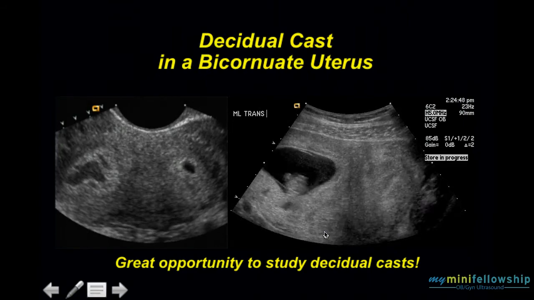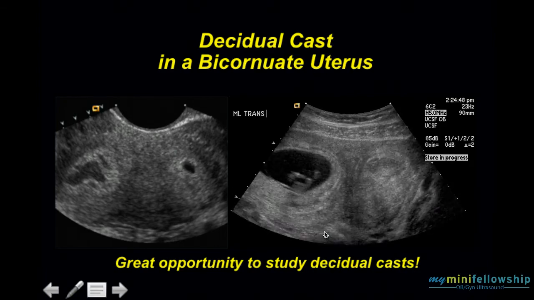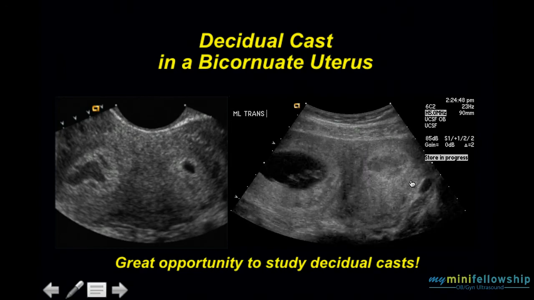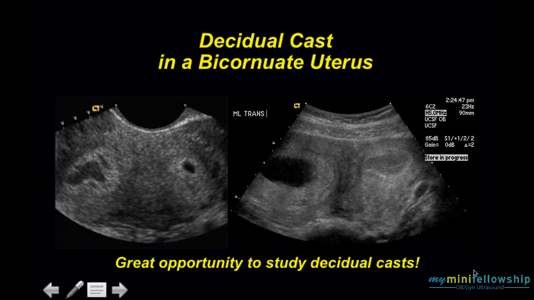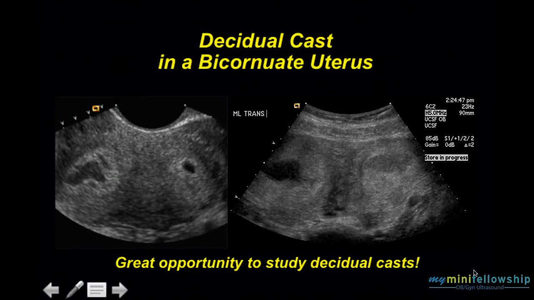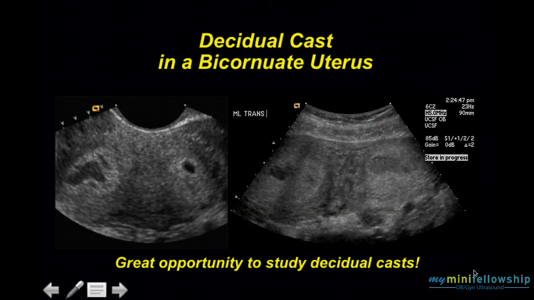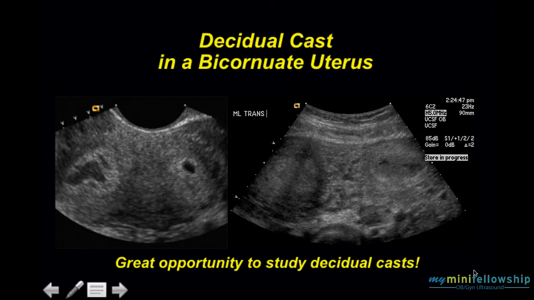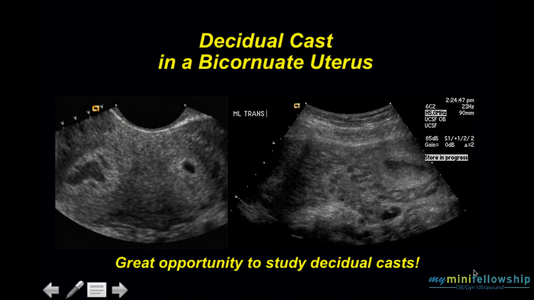One of the things that I try to get across to people that have an opportunity to see a case of a pregnancy in a bicornuate uterus is that this is your opportunity to study mature decidual casts. Because these patients all develop mature decidual casts before they begin to slough. And the mature decidual cast is your enemy when you're looking at cases of ectopic pregnancy. So this is a chance to get a feeling for what these things look like. Take the opportunity.